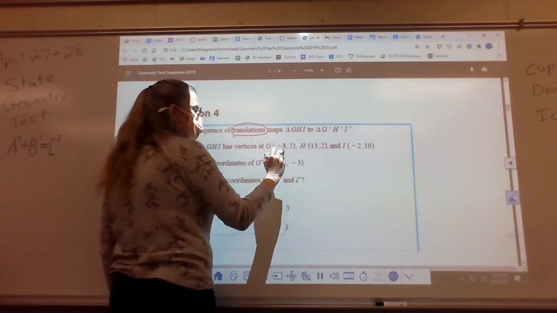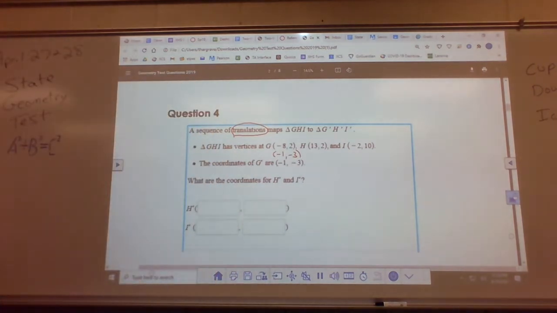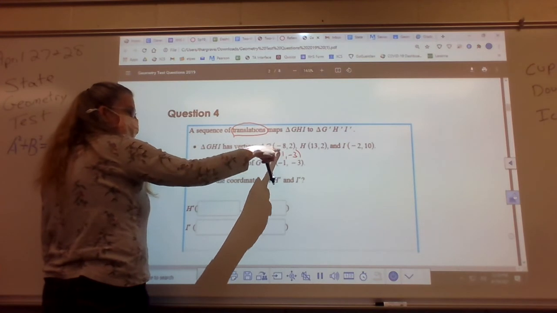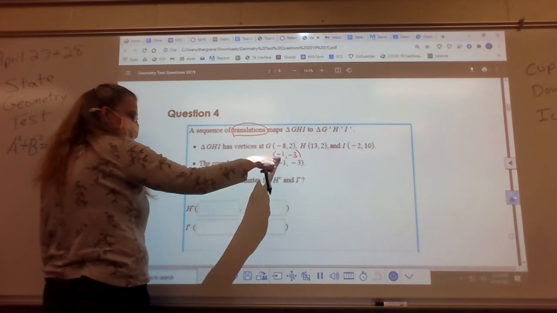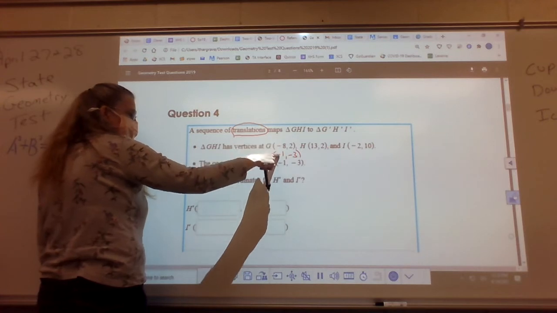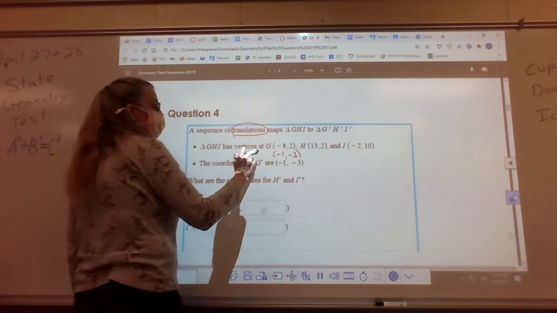And the new G ended up at -1, -3. And I've got to figure out how did they slide it. And it's just a slide. So the X part. Was it -8? It slid to -1. So how far did it slide? If it started at -8 and slid to -1, it slid 7. So they added 7.